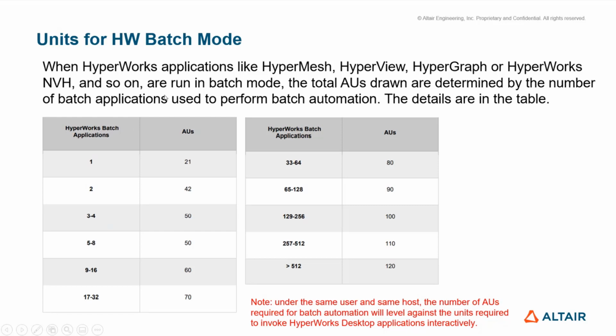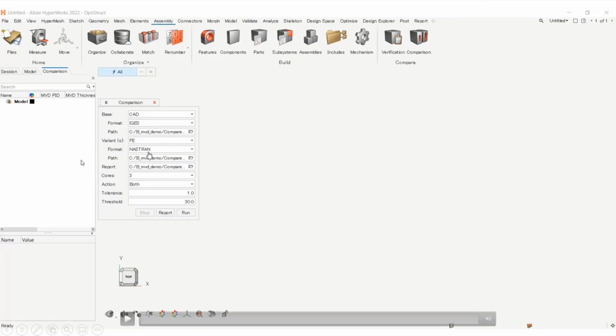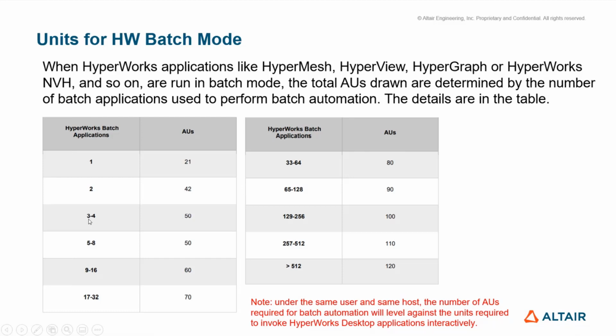Now we are back. Now MVD will be stacked with this kind of rules. For single batch mode, we will still draw 21 HyperWorks units. For 2 batch mode, we will draw 42 HyperWorks units. Until 4 batch mode, we will draw 50, and until 8, we will draw 50 HyperWorks units. So what it means is, when we run a comparison or any function in MVD, there are core options. If you select core 3, then you can check this table. From 3 to 4, it will draw 50 HyperWorks units.